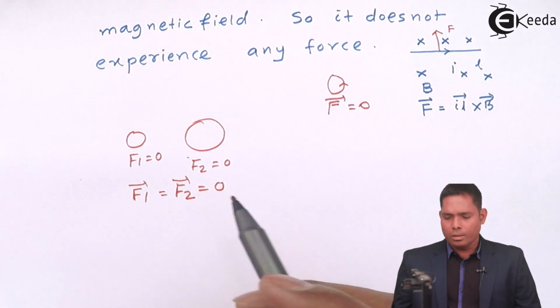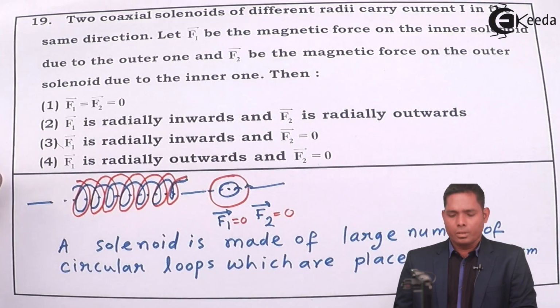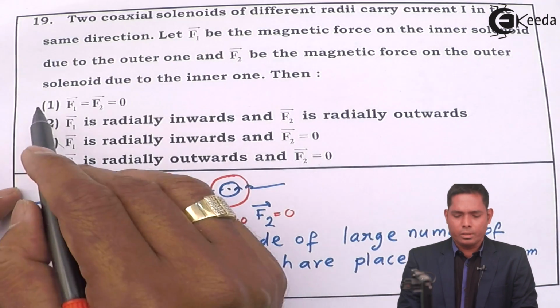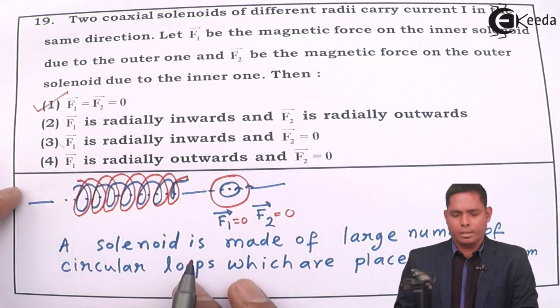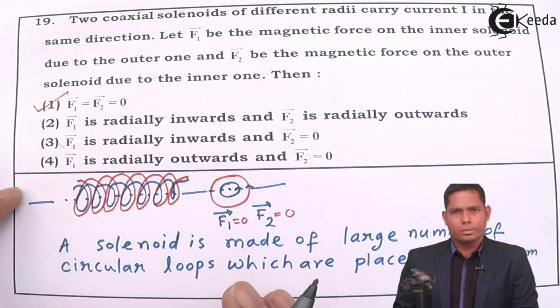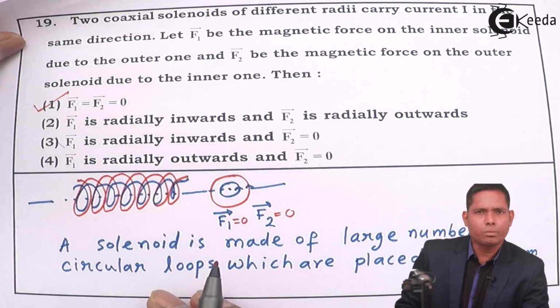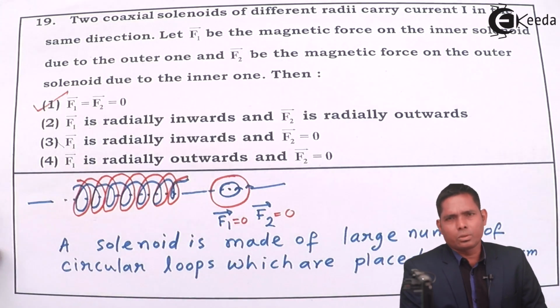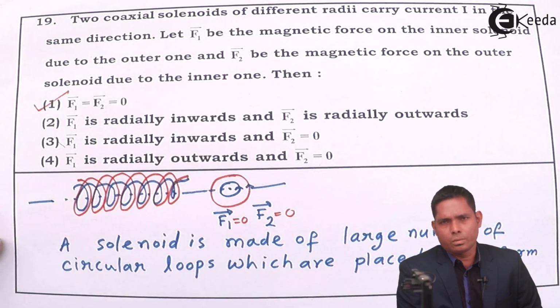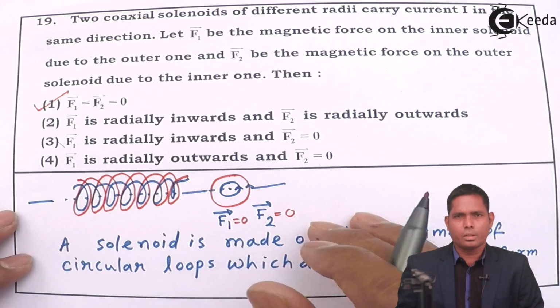If I see the options, then option 1 is the correct answer to this question. Both the forces will be 0, because it is made up of loops. So in the case of loops, the forces will be 0. So this is the answer to this question. Okay, thank you.